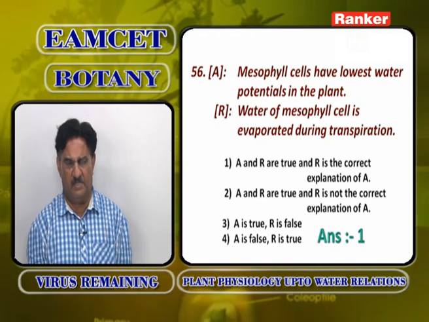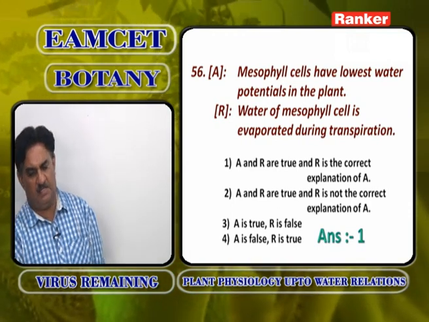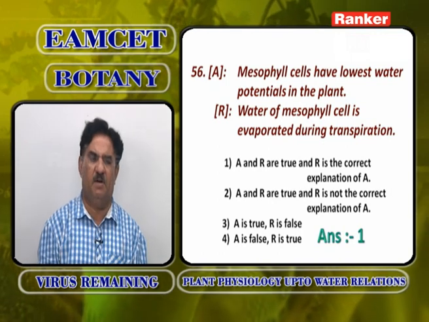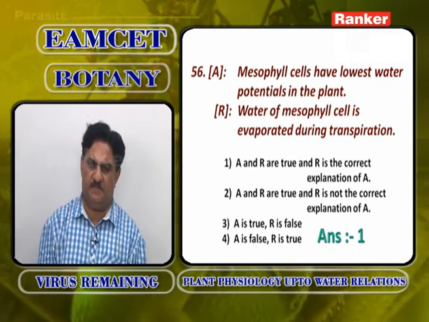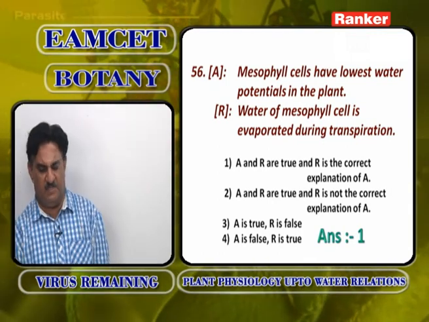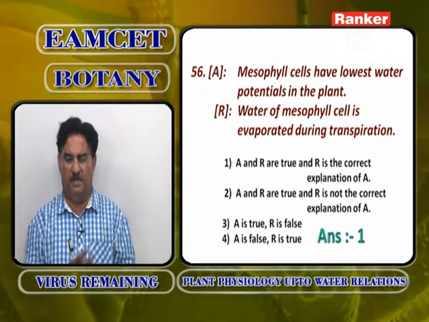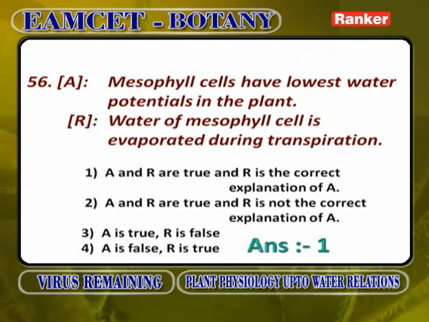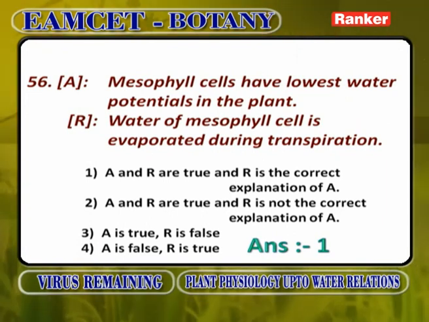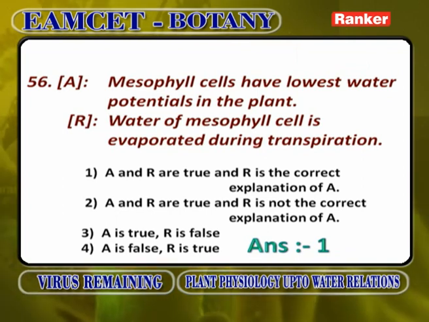Why do they have lowest water potential in the plant? Because water of mesophyll cells is evaporated continuously during transpiration. Because the water of mesophyll cells in the leaf is evaporated continuously during transpiration, the mesophyll cells have lowest water potentials in the plant. So, both are related to each other. So, A and R are true. R is the correct explanation of A.